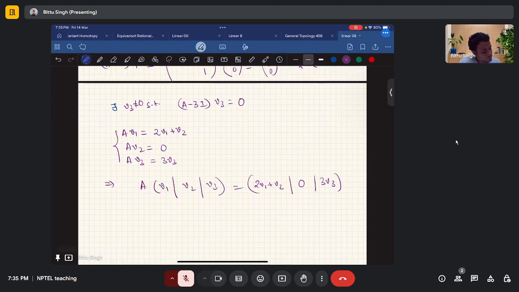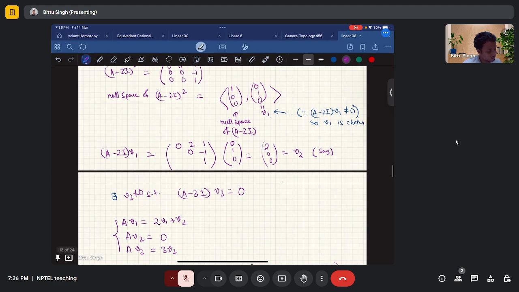Therefore, denoted by Q, this is the same as the matrix with first row 2, 1, 0, second row 0, 0, 0, and third row 0, 0, 3. Sorry, A times v2 should be 2 times v2, right? Yes.